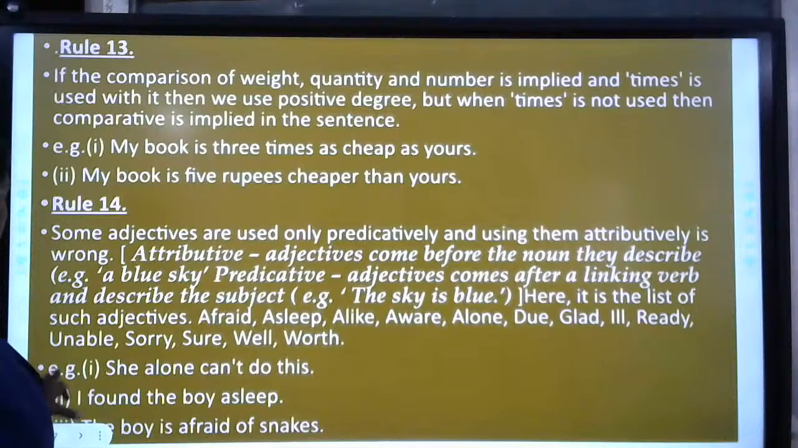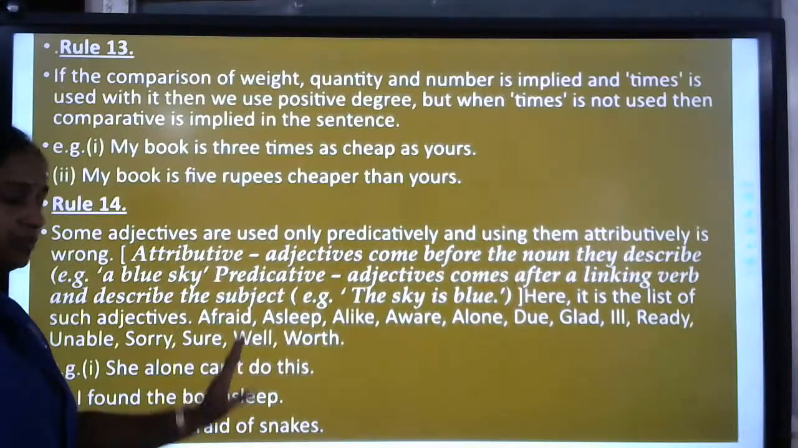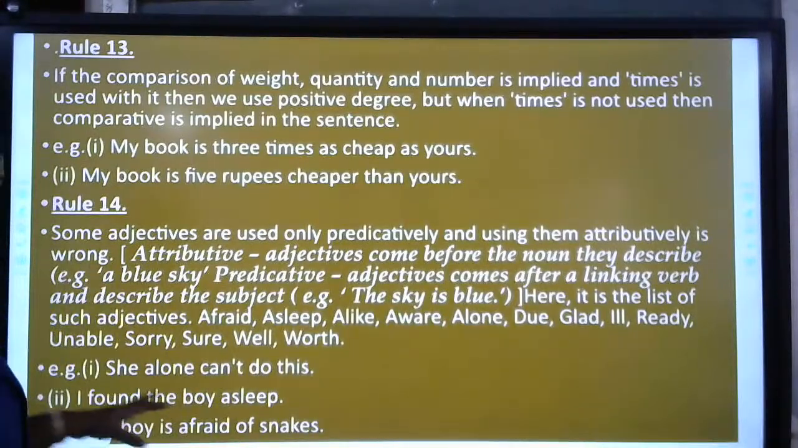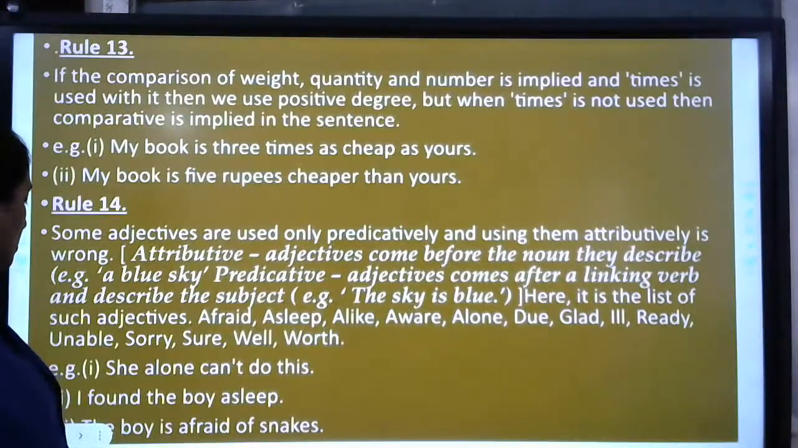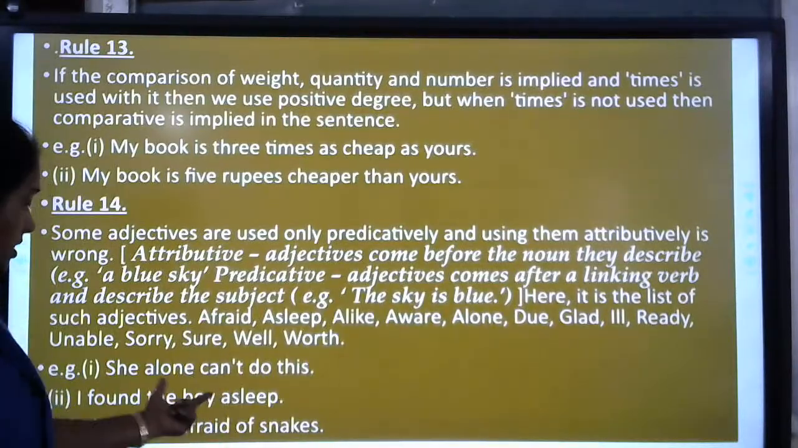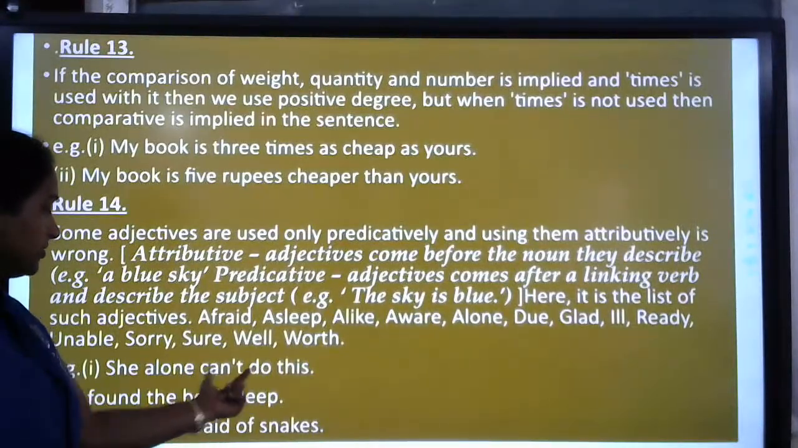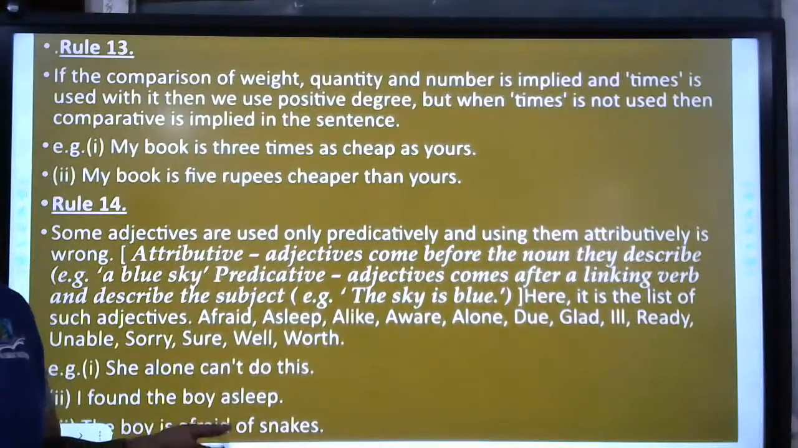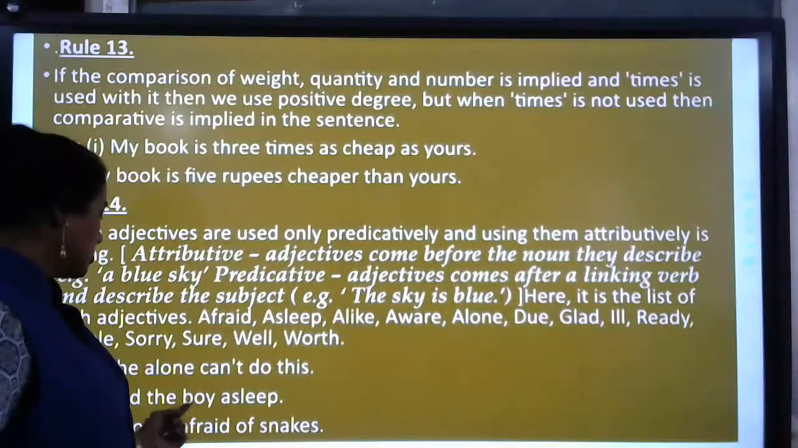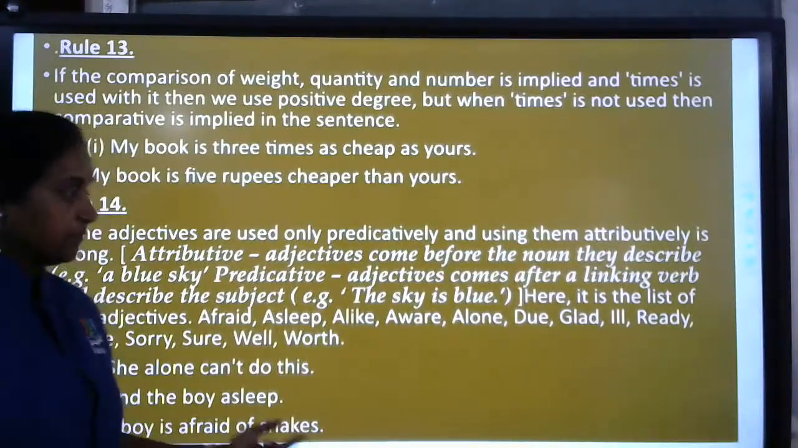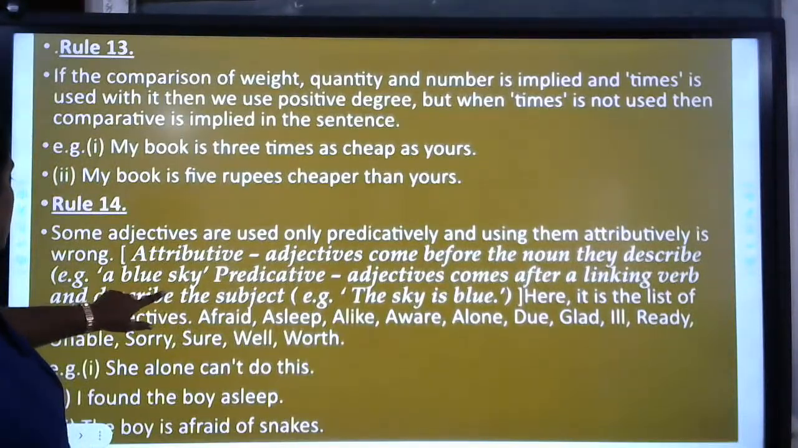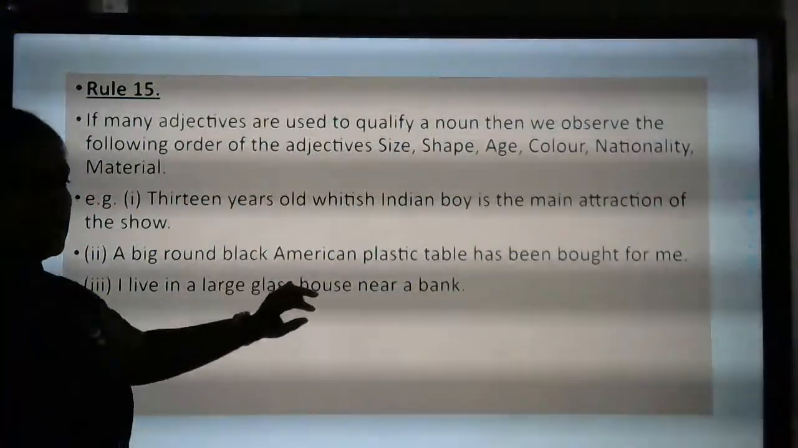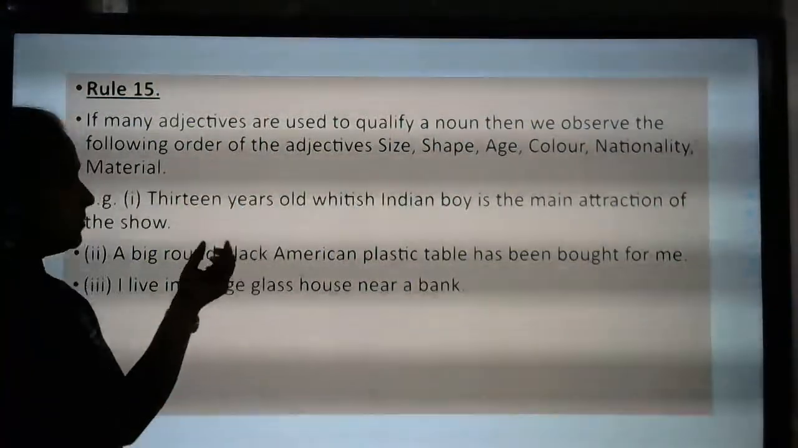predicatively in the sentence. For example, she is alone. So how is she? She is alone. Alone is used for the noun she. I found the boy asleep. So how is the boy? Here for the boy, the adjective asleep is used. Then, the boy is afraid of snakes. So how is the boy? The boy is afraid. So in this way, we have seen the use of adjectives when they are used predicatively.